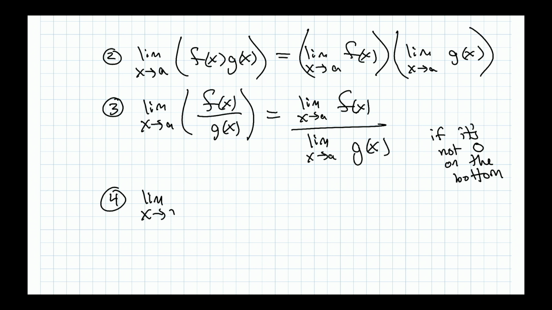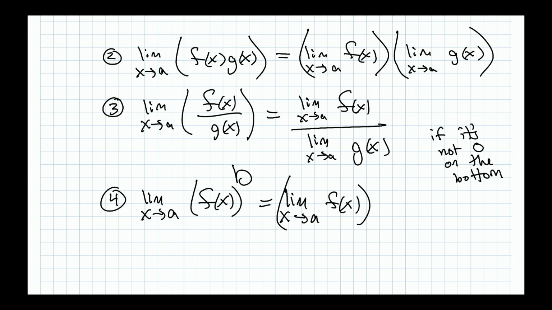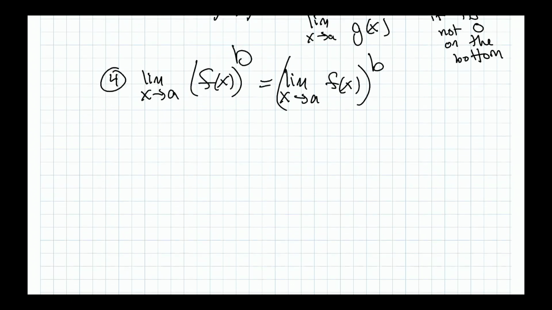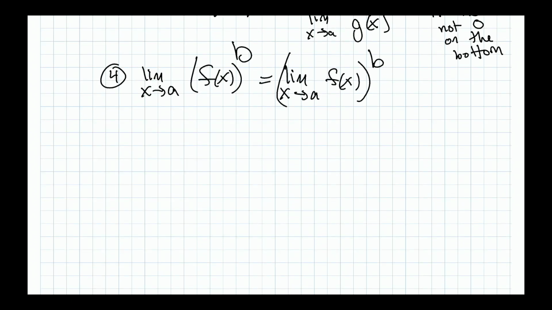If you have the limit as x approaches a of f of x to some power, I'll say b. Turns out you can do the limit as x approaches a of f of x, and after you do the limit, then you can do the power. That works out. What else can you do?